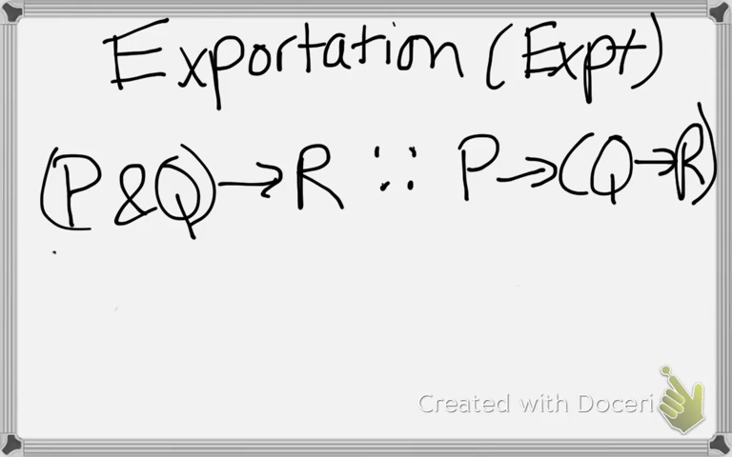I can't really keep track of which one is exportation and which one is importation. And since it's a two-way rule, if you have this, you can have this, and vice versa, I don't really see any reason to have two different names for the same rule. So I'm just going to have you call it EXPT.